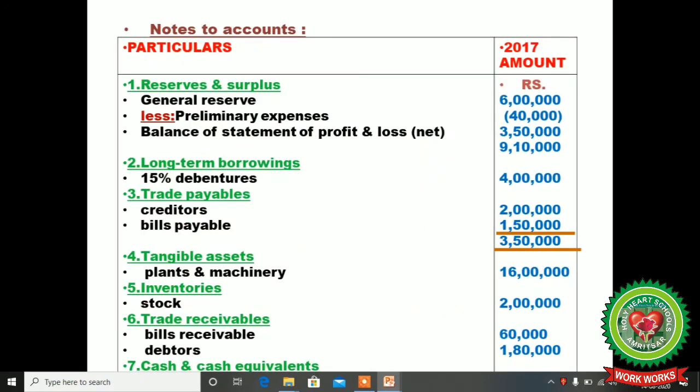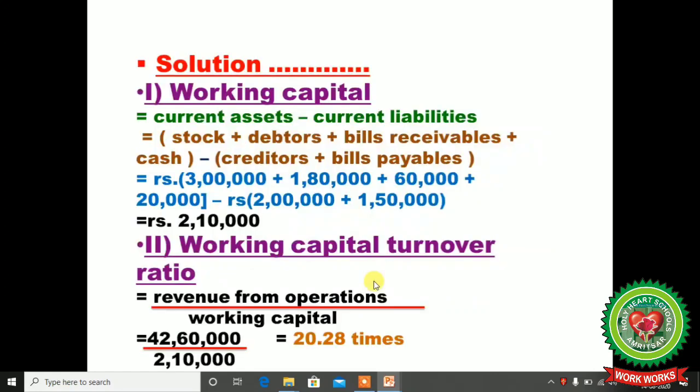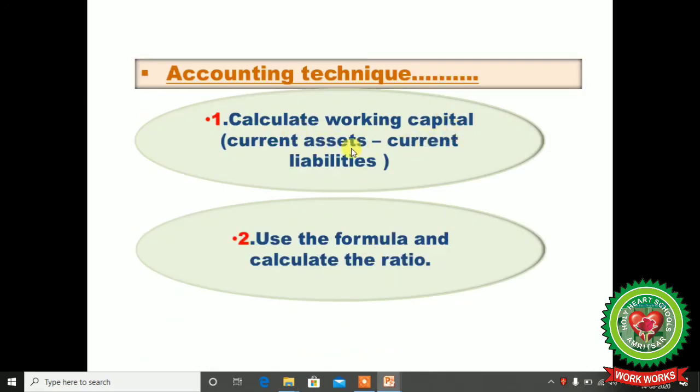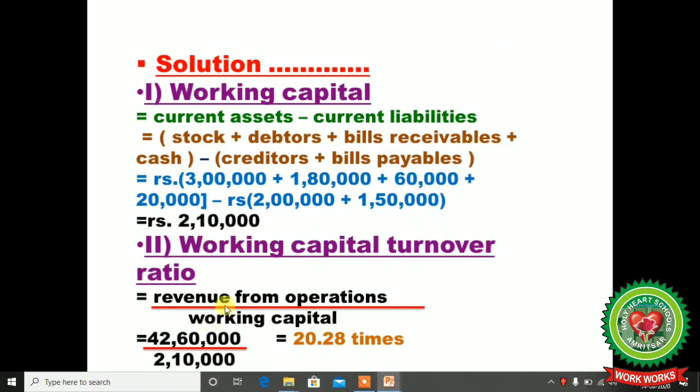42,60,000 in the statement. Notes to accounts are also in the statement. So what is the accounting treatment? First of all, calculate working capital, then use the formula and calculate the ratio. You know the first formula for working capital: current assets minus current liabilities. Add all the current assets in the statement and subtract the current liabilities. After deducting the current liabilities, the working capital comes to 2,10,000.